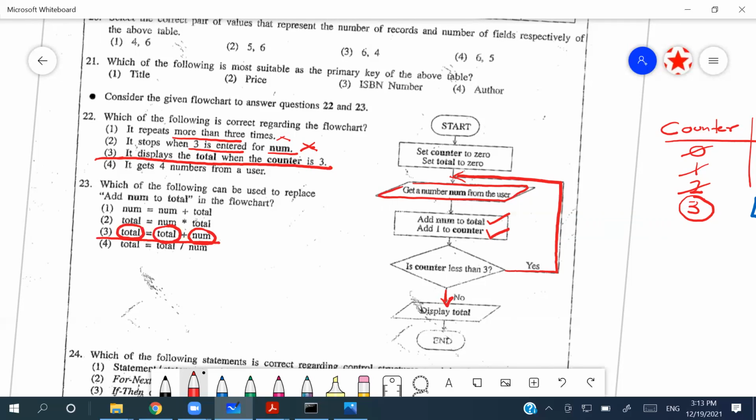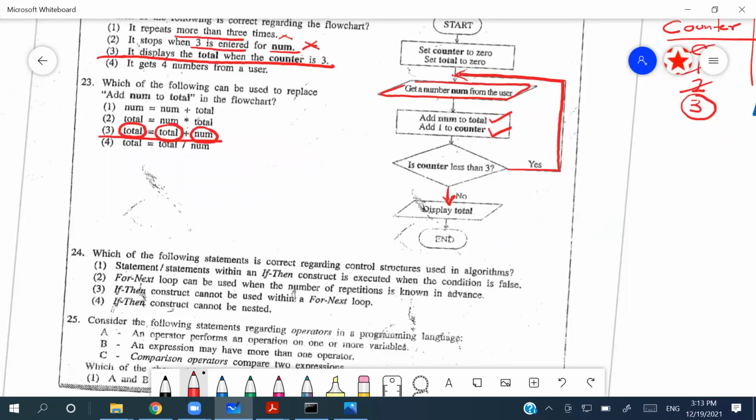24th, which of the following statements is correct regarding control structures used in algorithms? Statement or statements within an if then construct are executed when the condition is false, no, not when the condition is false, but when it is true. So because of that, this is wrong. For next loop can be used when the number of repetitions is known in advance. Yes, somewhat correct, right? So generally we can take it as a correct one.